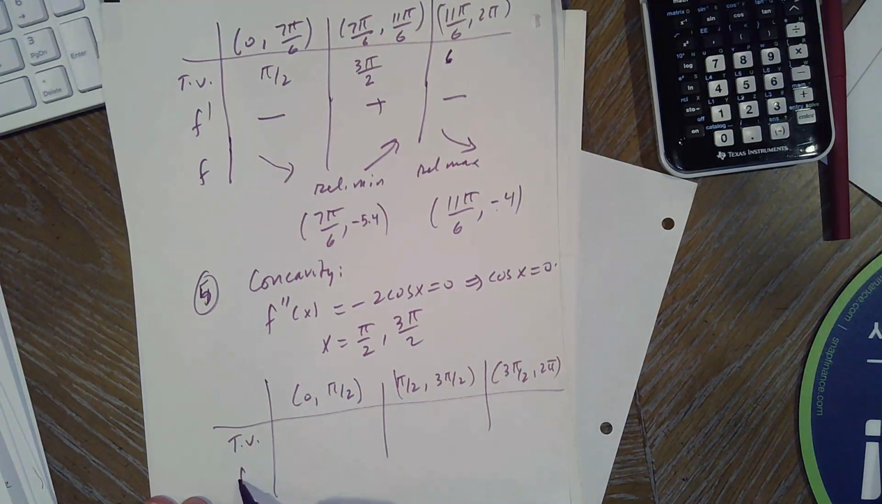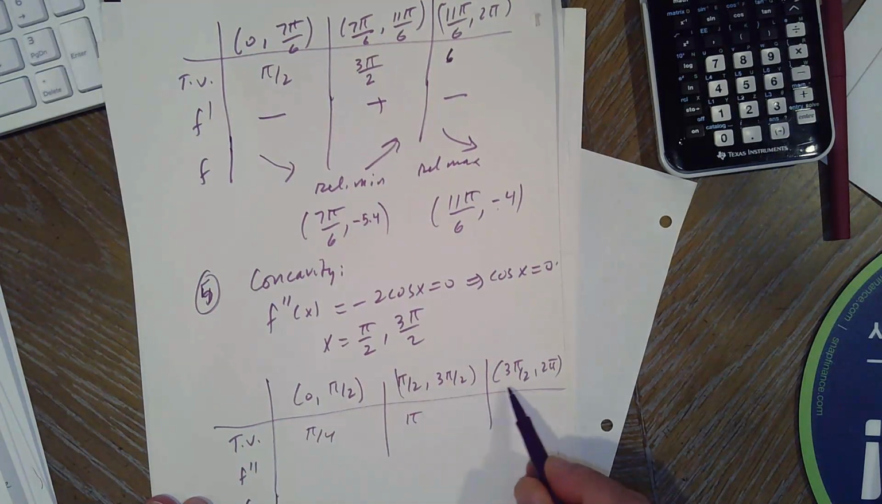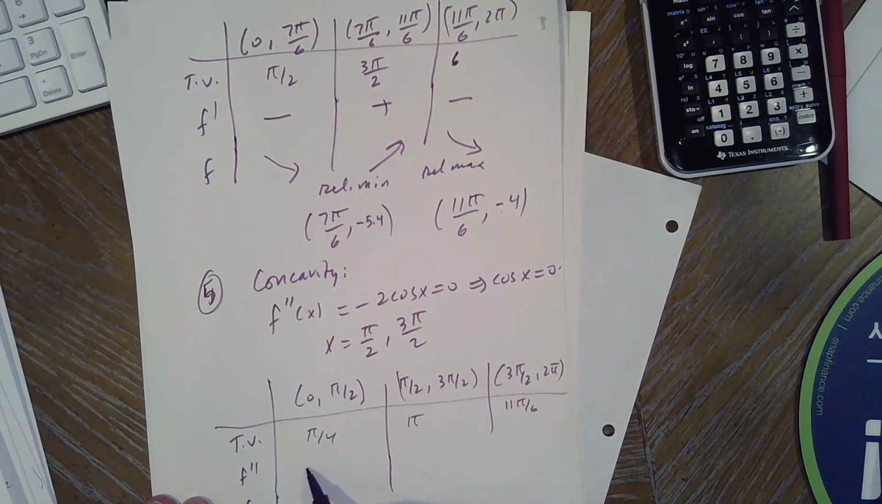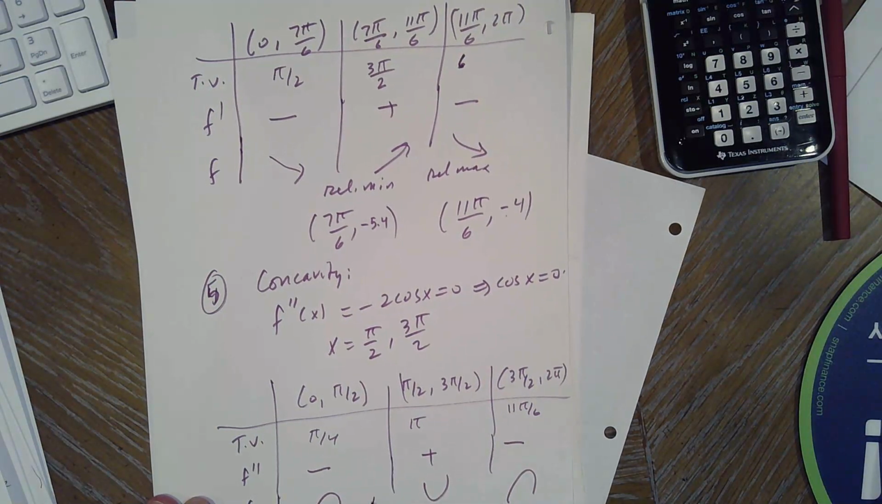It has value, second derivative, concavity. So we pick pi over 4, we pick pi, and then we pick 11 pi over 6. You have the unit circle, pick one value there. Negative, positive, negative second derivative, concave down, up. So we have points of inflection: pi over 2, negative pi over 2, and 3 pi over 2, negative 3 pi over 2.